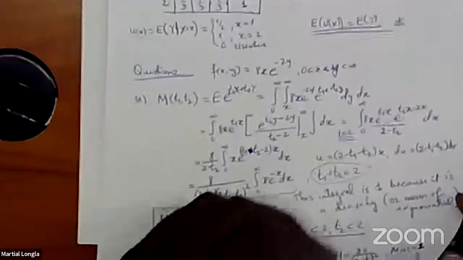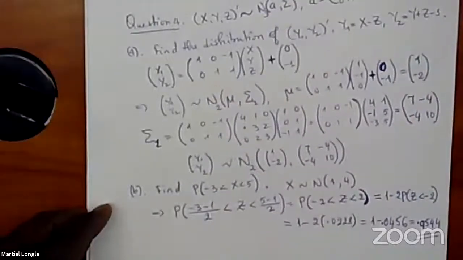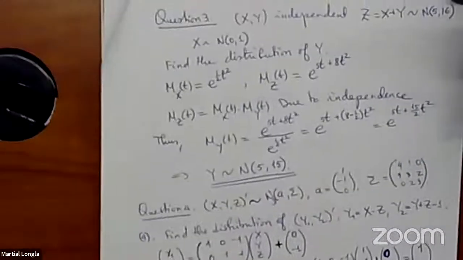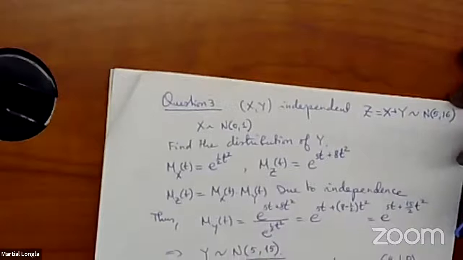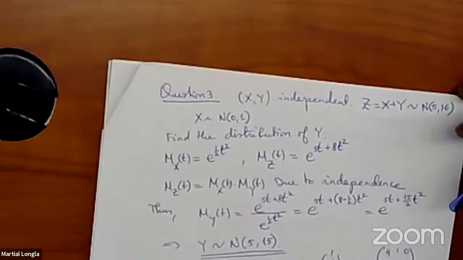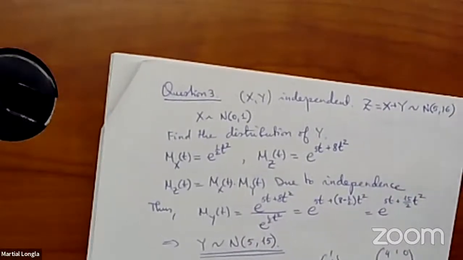All right, next. Next thing we had was in question 3. And this was basically the question on moment generating functions that you had with the Poisson distribution. I just changed the distribution now to be normal.